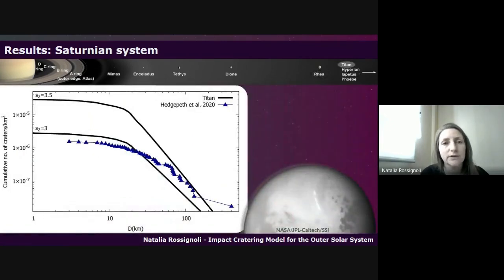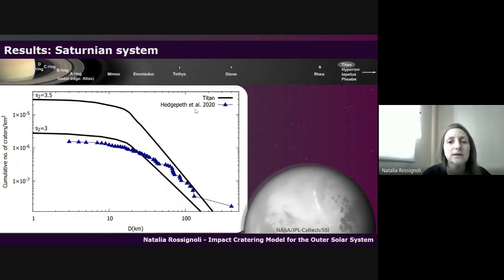And last, for the Saturnian system, we have Titan. I wanted to present it in last place because it orbits between Rhea and Iapetus, so it is not the one that orbits farther away, but it is very special because it is the largest satellite of Saturn, and it has a very dense atmosphere.